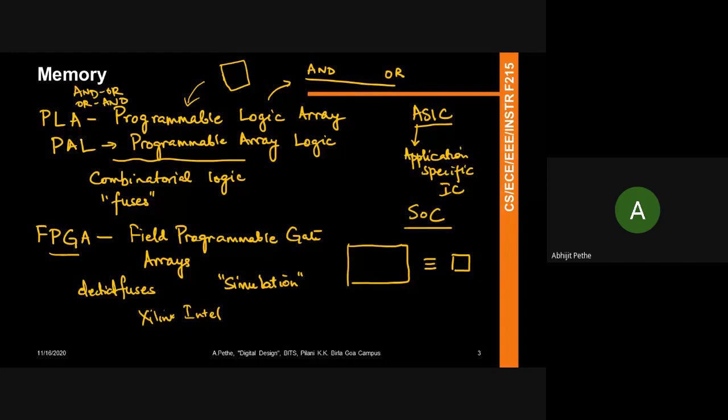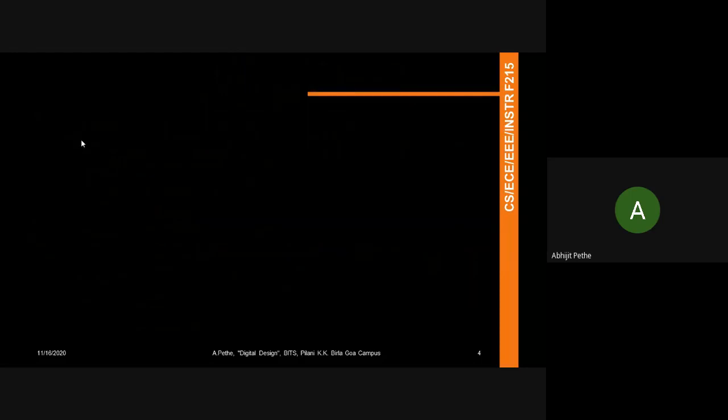Okay, so this is kind of the rough topics that we'll cover in the next 2-3 classes when we deal with memory and programmable chips. Okay. So let's now talk a little bit about the first type, which is the random access memory.